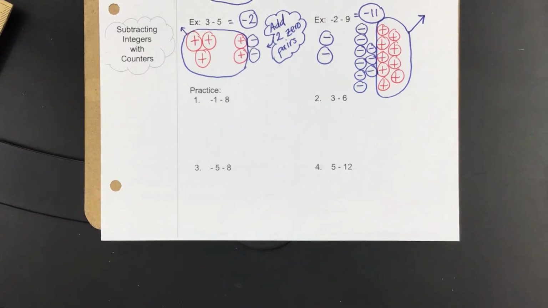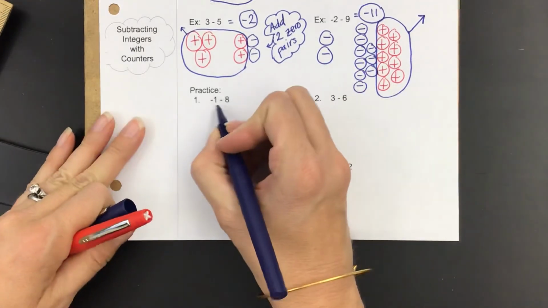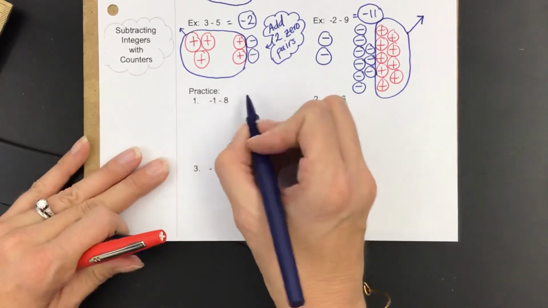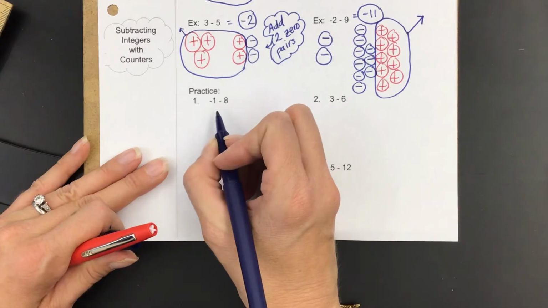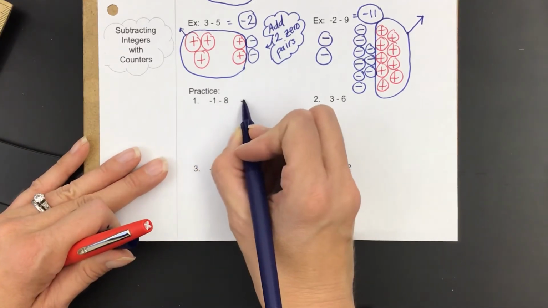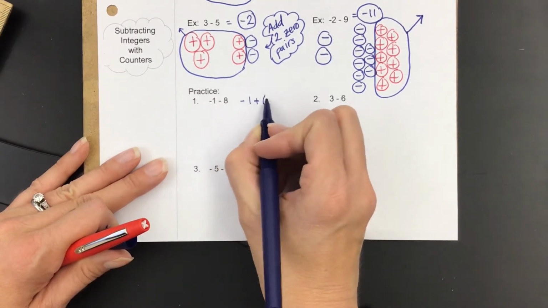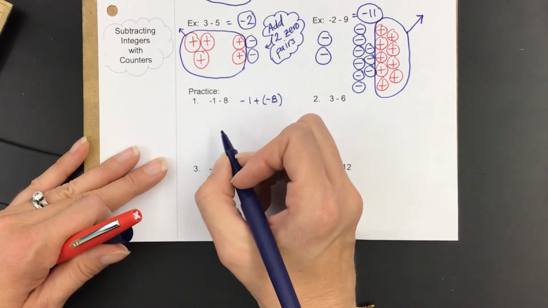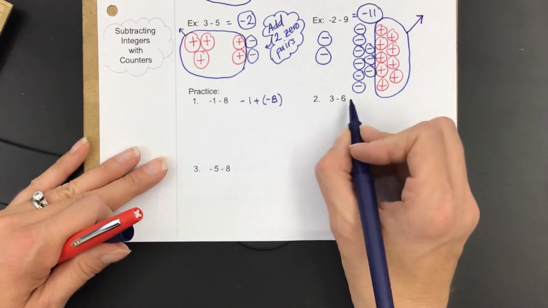Then just change it, okay? If you're having a hard time with modeling this, remember that we can rewrite all integer subtraction as addition. It's keep it, switch. So remember, subtracting 8 is the same as adding a negative 8. So if you want to rewrite it and then model it with counters, you totally can.